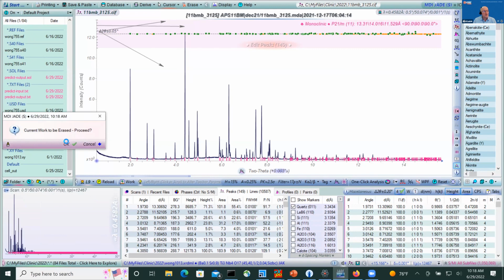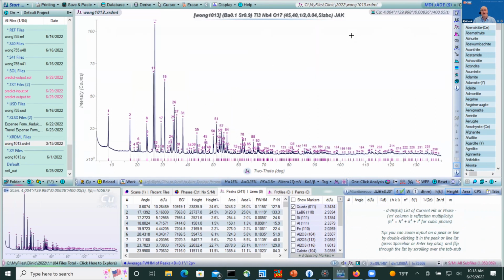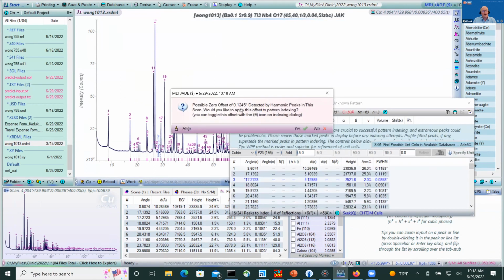This is a sample from Wanging at NIST. I hope you can see it. It's hidden under a control box, but it's a barium, strontium, titanium, niobium oxide. The peak list at first glance looks pretty good, so I will just run pattern indexing. It suggests there's a really large zero offset. This pattern was collected on the zero background cell, which almost certainly means that it has a displacement error.